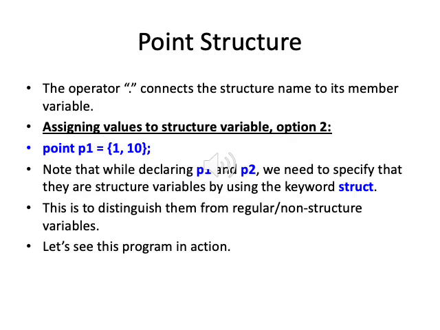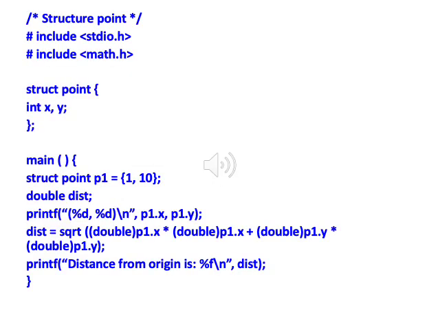So now let us see this short program in action, or let us examine the code. Okay, so this is our first structure program. As you can see, we are including two different header files. One is standard input output, which we have been using all along, and the other one is the math.h header file. So this will be needed for the square root function, which we'll be using later in the program.